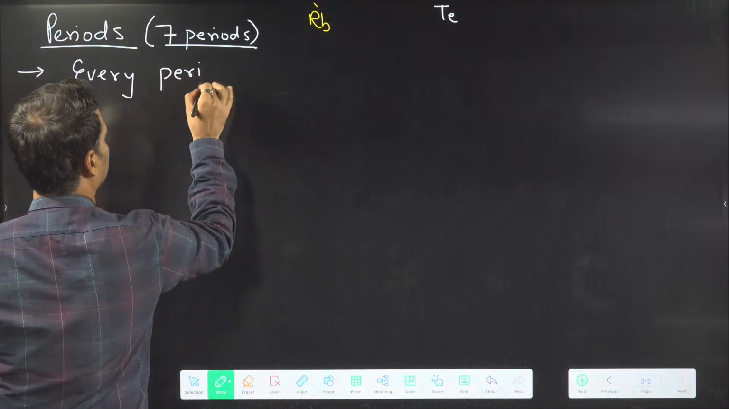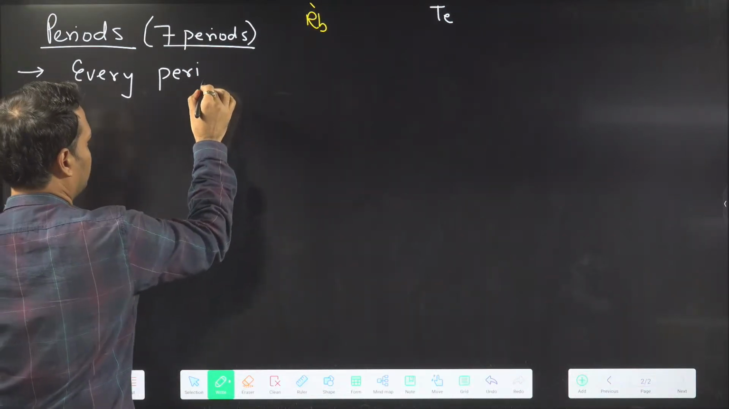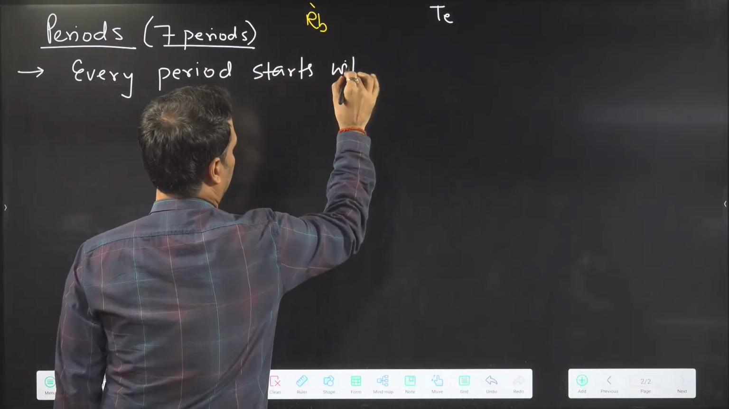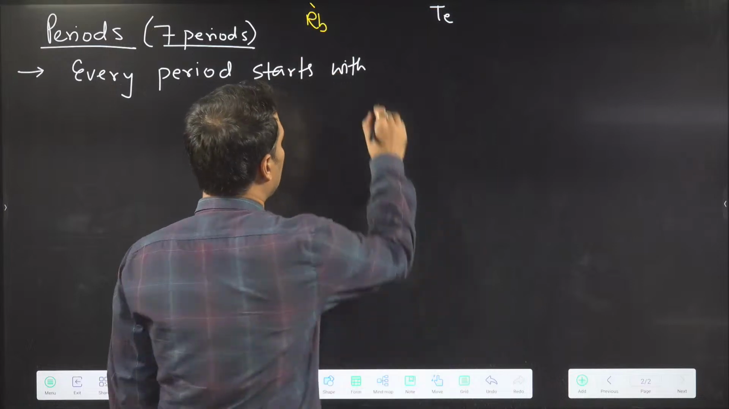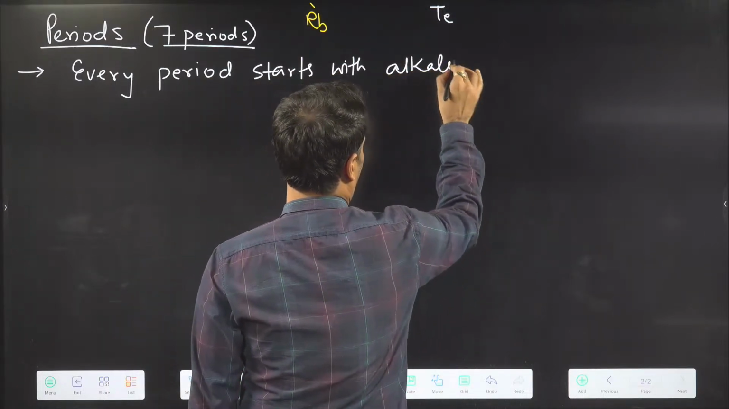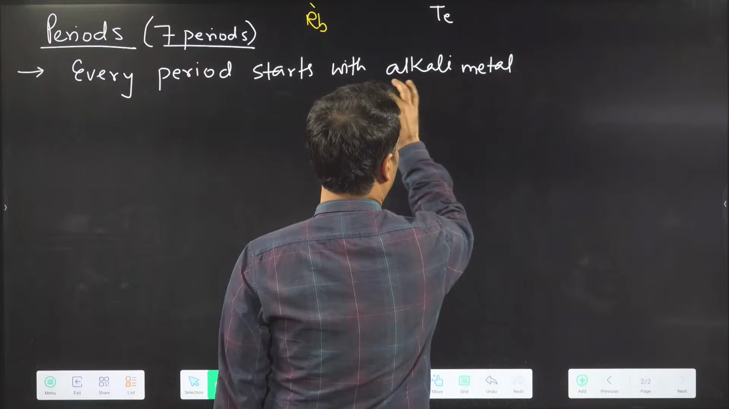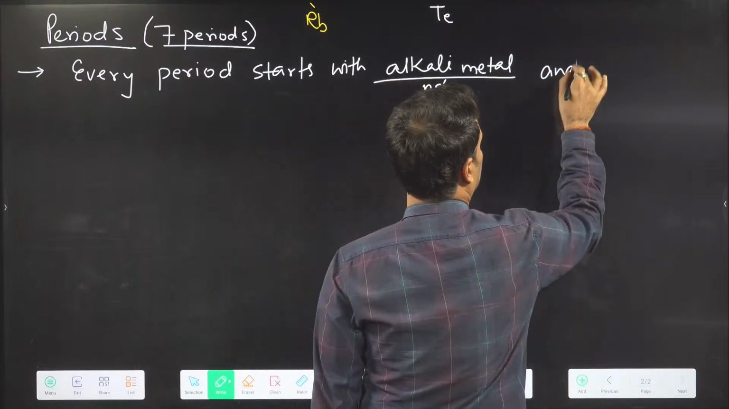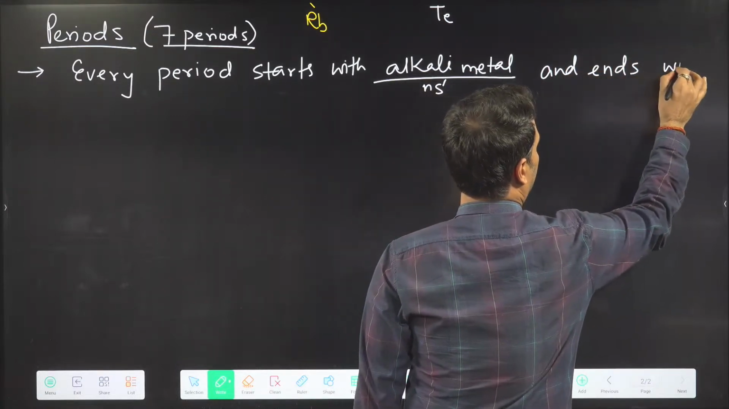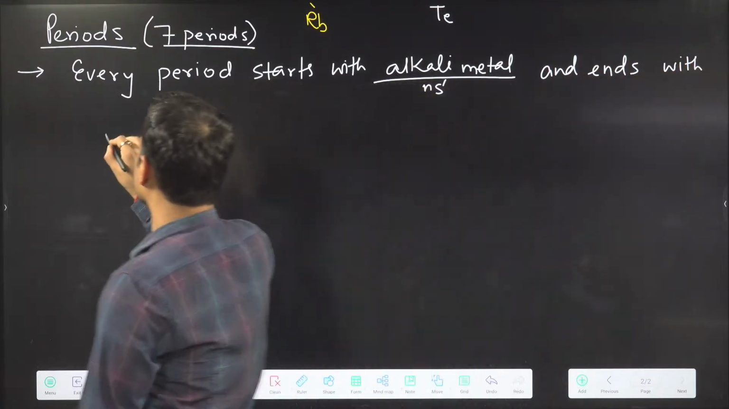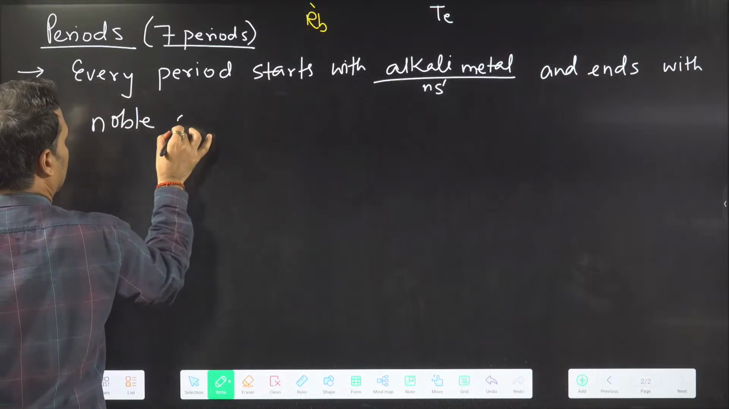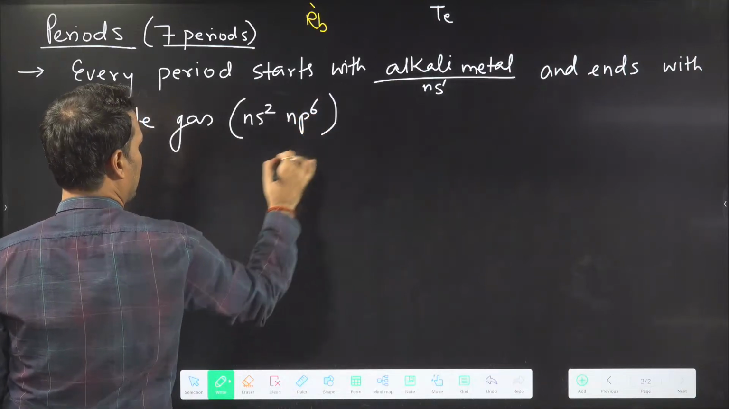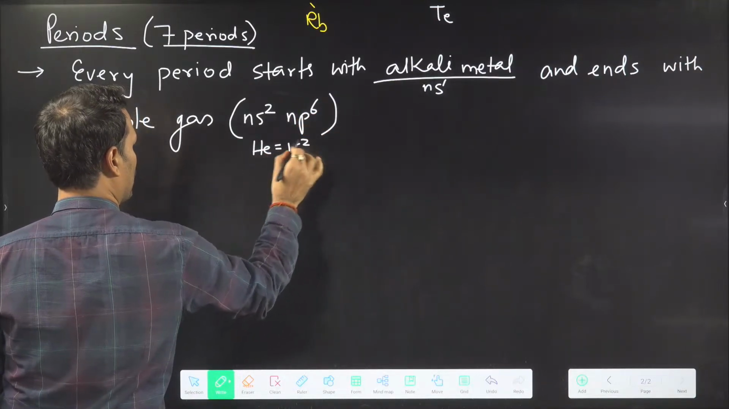Every period starts with an alkali metal. What is the configuration of alkali metal? ns1. And it ends with what? Noble gas. Okay? What is the configuration of noble gas? ns2 np6, except helium. Helium is 1s2.